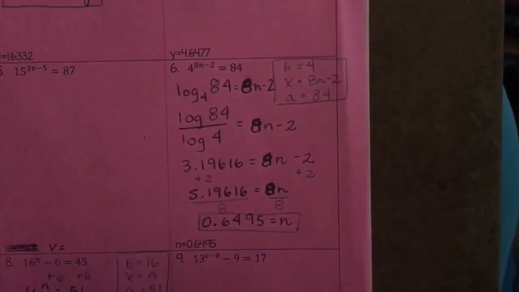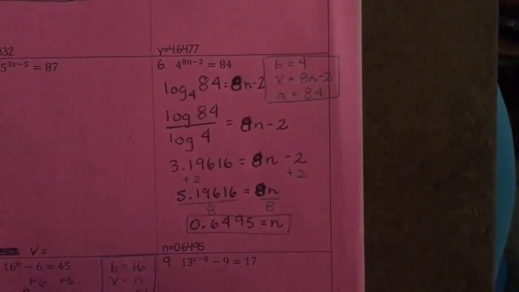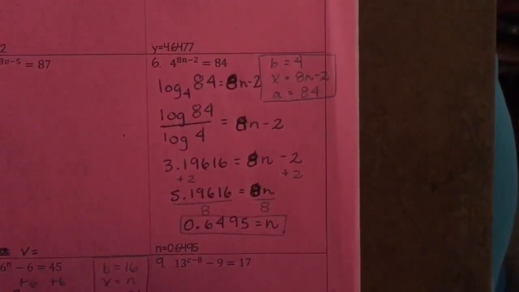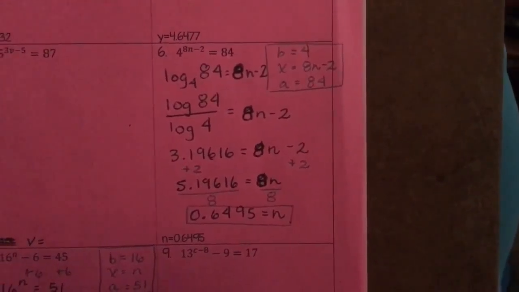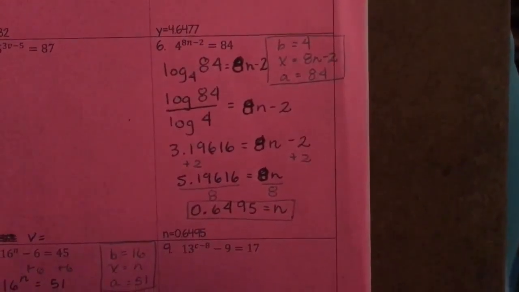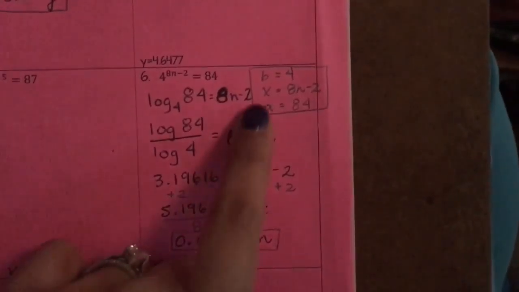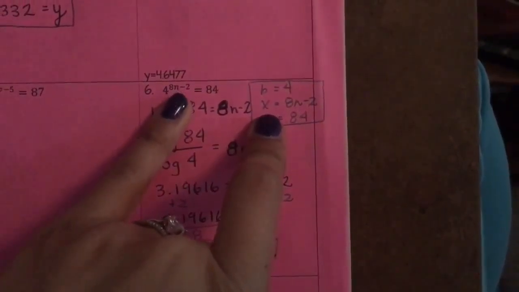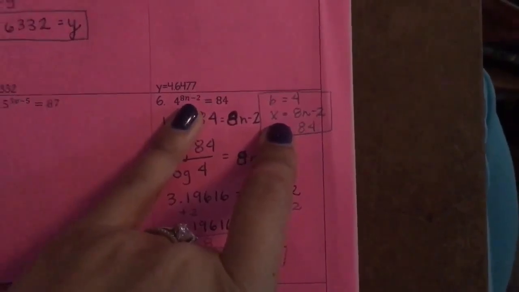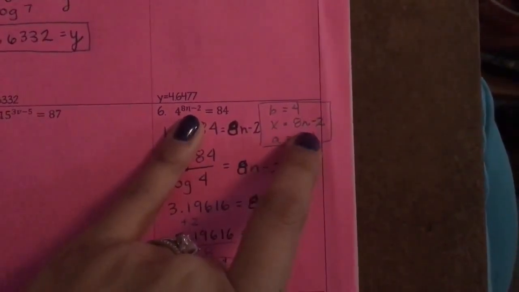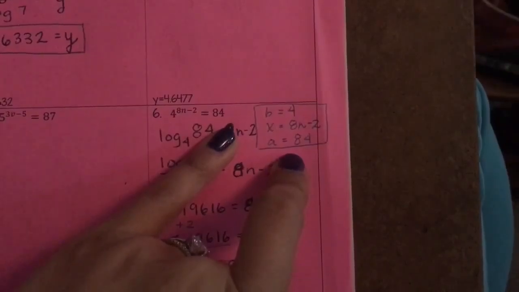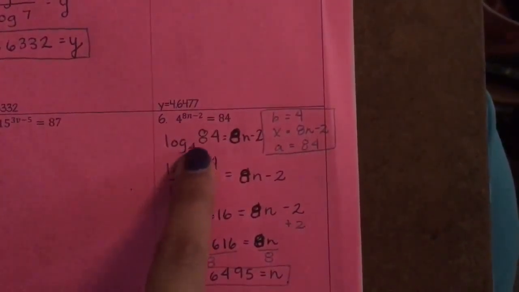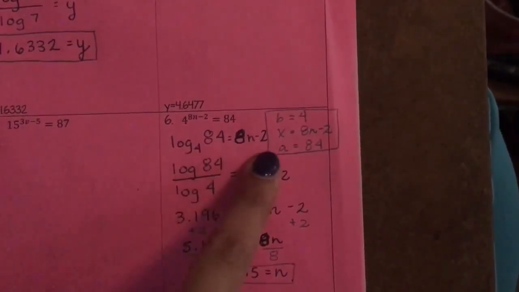Problem number 6 is the next even problem on this page. You can see that once again our exponential expression is already isolated. And we can immediately identify the base, which is 4, the exponent, which is 8n minus 2, and our answer, which is 84. Rewritten, this gives us log base 4 of 84 equals 8n minus 2.